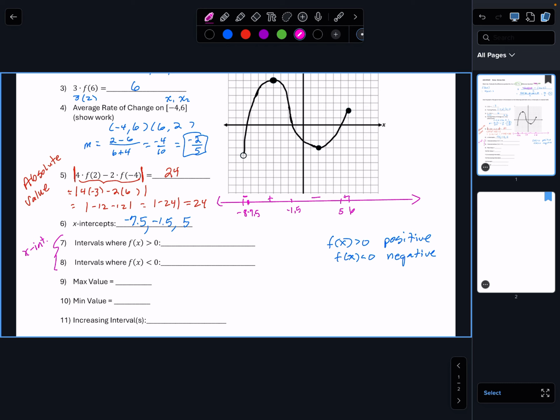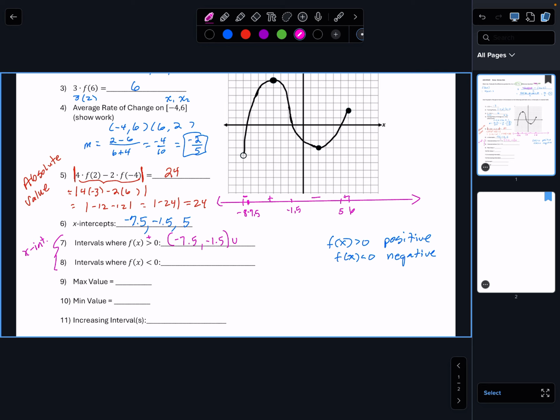So where are the intervals where it's positive? Well, you use parentheses at the x-intercepts, because at those two x-intercepts, the function is not above or below. It is not positive. It is not negative. And we use union symbols on the intervals.